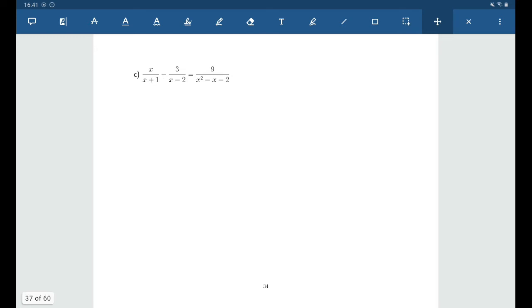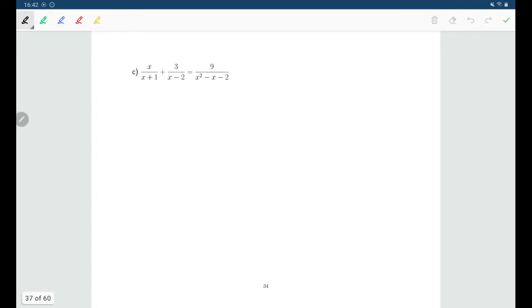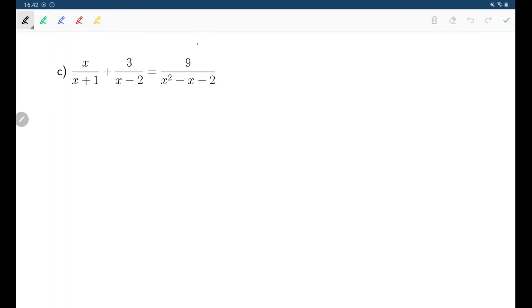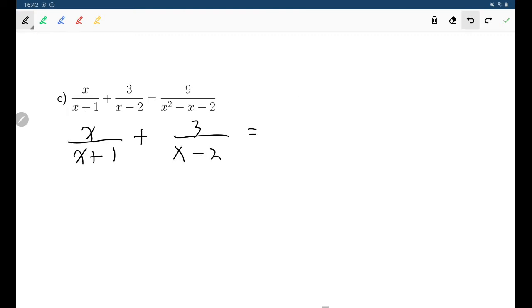Okay, so we've got ourselves a rational equation to solve, and we did something similar to this in 1.1. And so I'll do kind of the same approach here, where I'll say, well, you've got a rational expression plus a rational expression equal to another one. I'll start by factoring out the denominator that's on the far right. X squared minus x minus 2 factors as x minus 2, x plus 1.